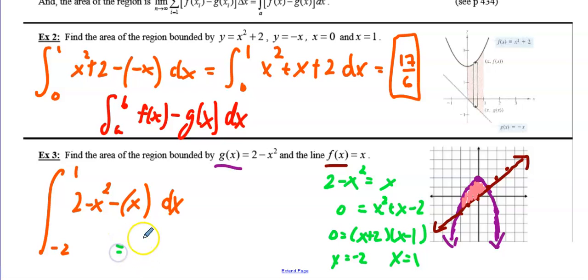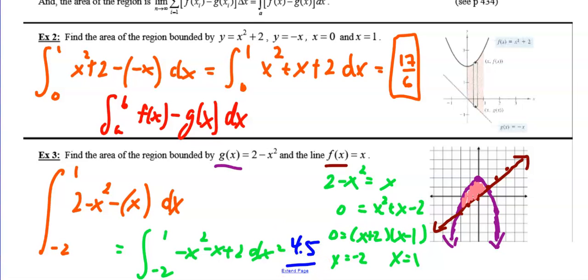So then we're going to integrate this from negative 2 to 1 of negative x squared minus x plus 2 dx. And then we're going to solve this problem, and we're going to get the answer as 4.5. Okay, 4.5. So there you go. General idea for area between two curves. And that's really what the function is. So let's do one more example.